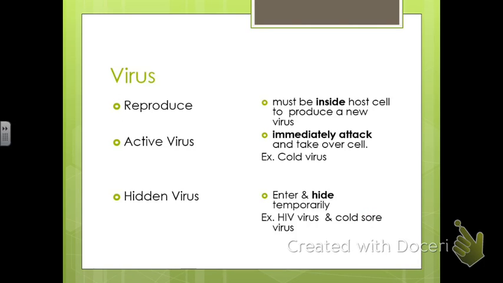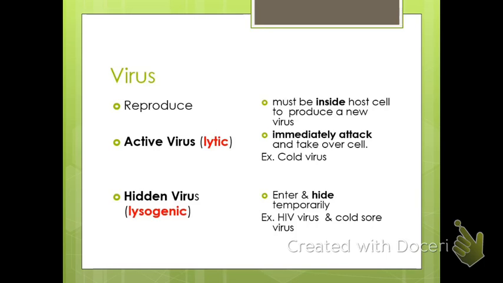Now, viruses must be inside a host cell to reproduce. There are two types of viruses, the active and the hidden virus. So the active virus, or the lytic cycle of a viral attack, means that as soon as the virus invades, it begins to take over the cell's either DNA or the cell's RNA, and it begins the destruction process.